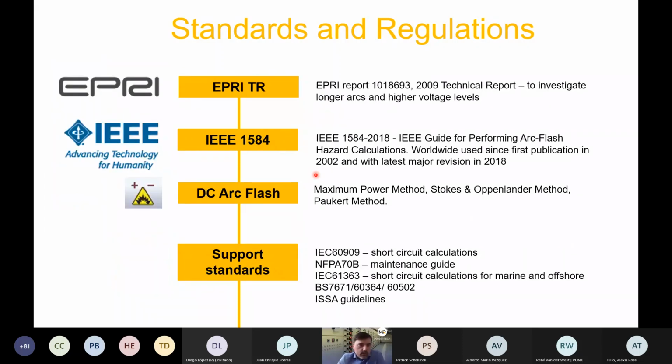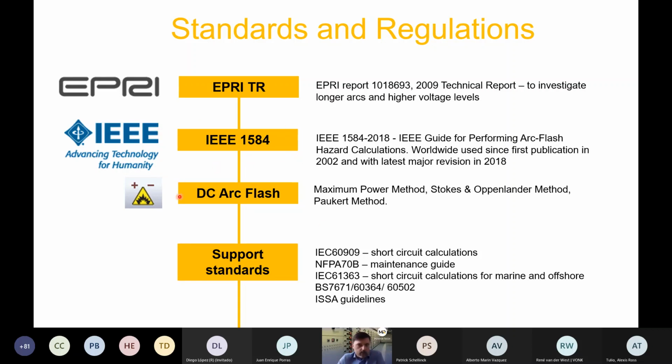You might also hear, if we talk about the higher voltage tests and results and calculation, that there is an Electric Power Research Institute technical report that investigated the longer arcs. This is generally a thing which should be in line with OSHA results. And IEEE 1584, this is our main guide. So 95% of projects will be done according to this standard.